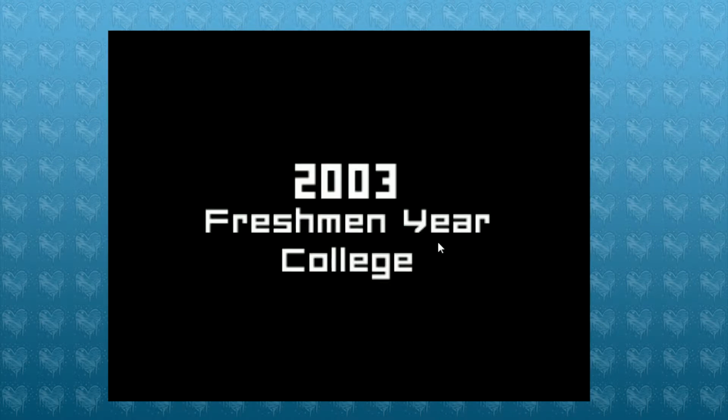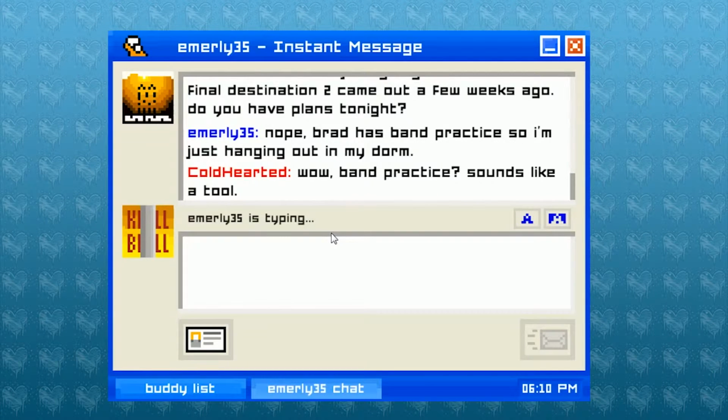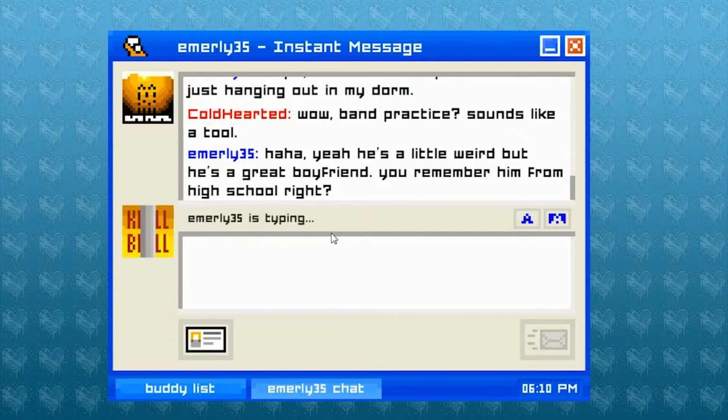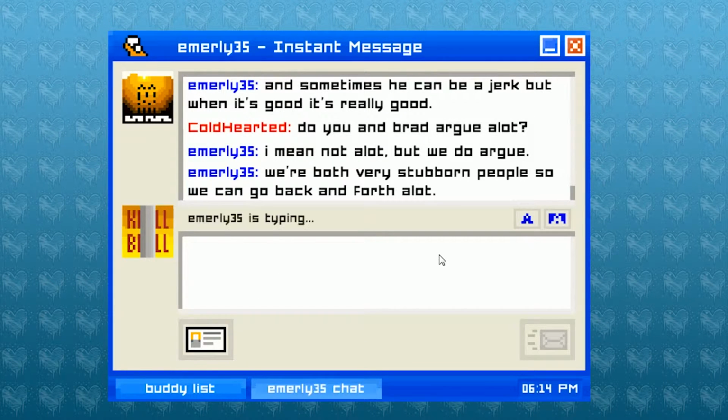In Chapter 2, it's our freshman year of college, and Emily wants to know how things are. I tell her I'm great. Business school is going grand. She mentions that she's going out with Brad, a character from the previous chapter who went to high school with you. I'm supportive, even after she mentions they fight a lot. I say that's normal, and the chapter ends without much going on.